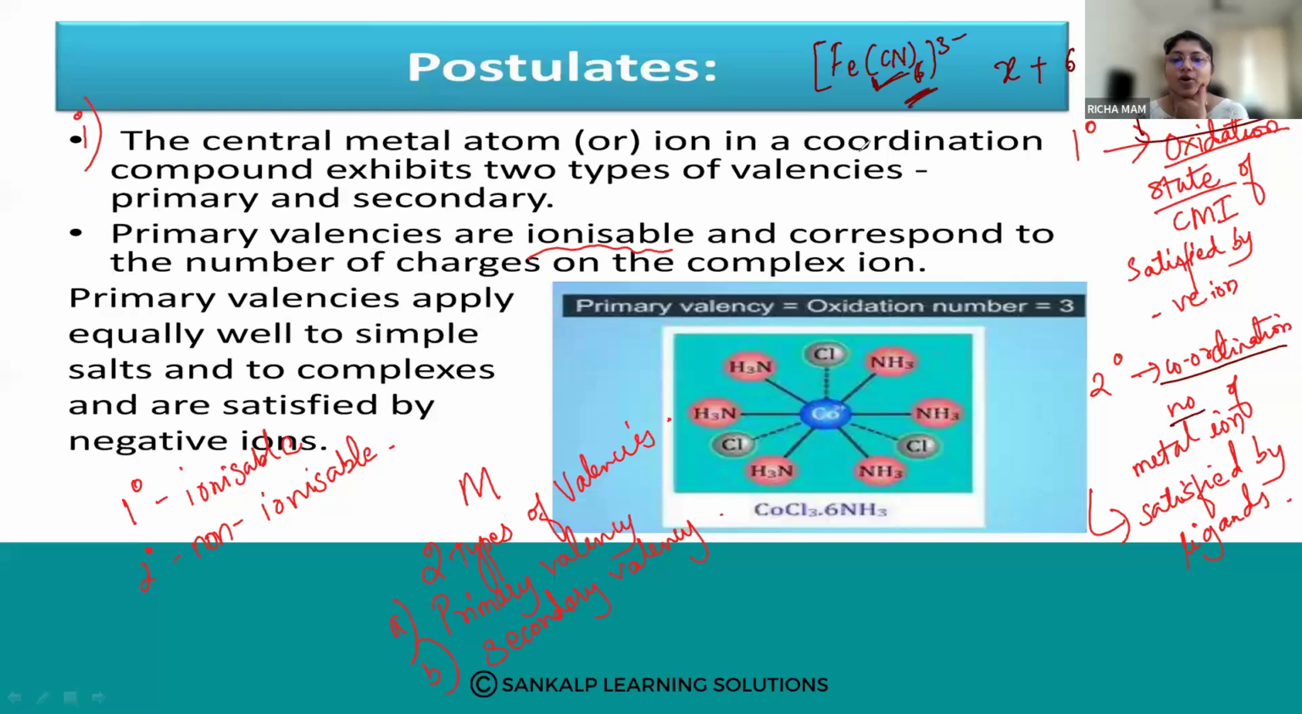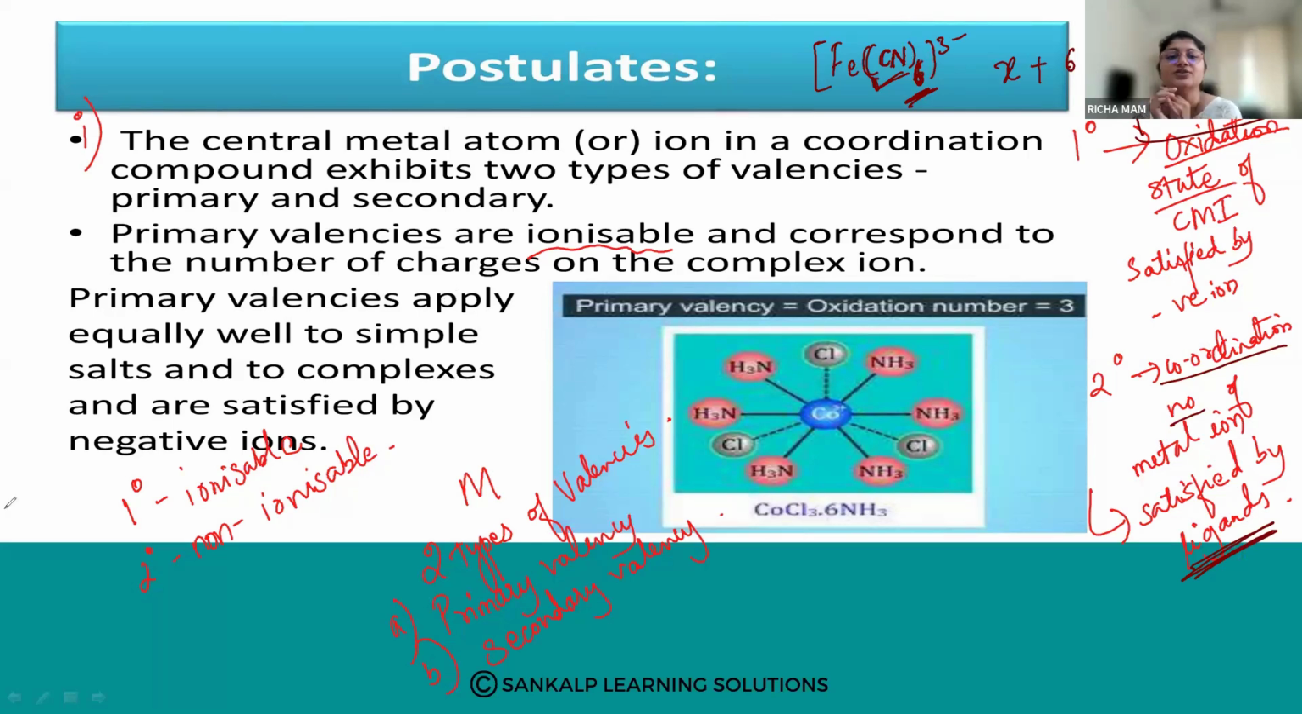And your coordination number, how is it satisfied? It depends upon the number of ligands, right? So it is satisfied by the ligands. Fine. And primary valencies are ionizable, secondary valencies are non-ionizable. So these are the two points, right?